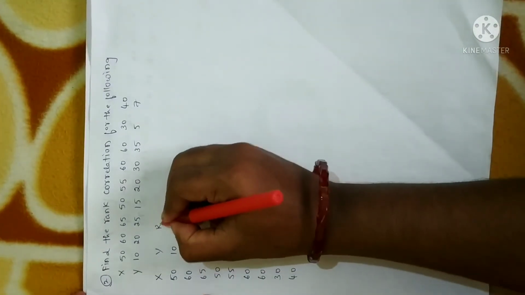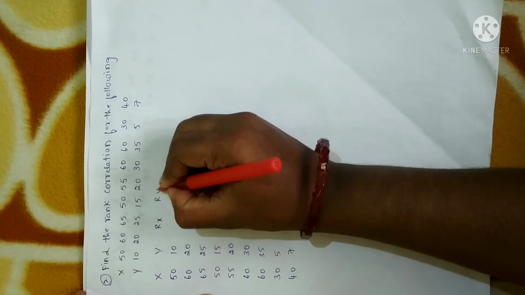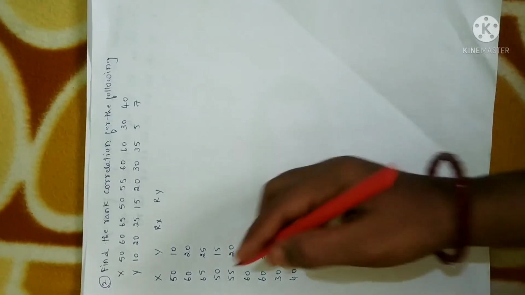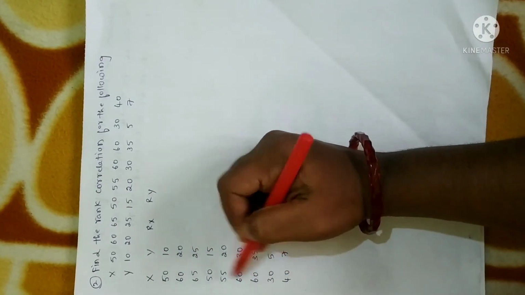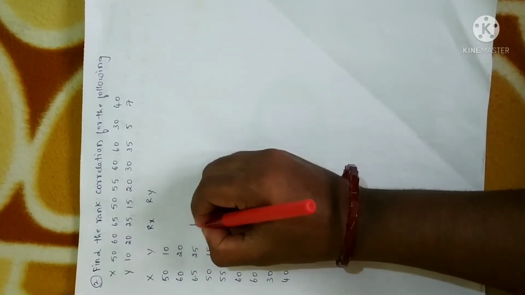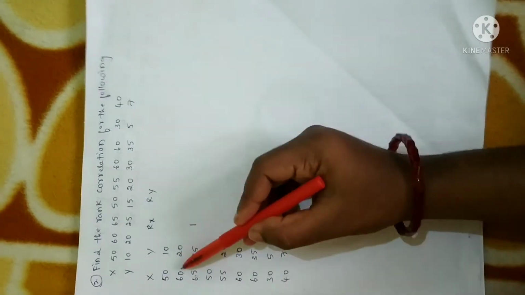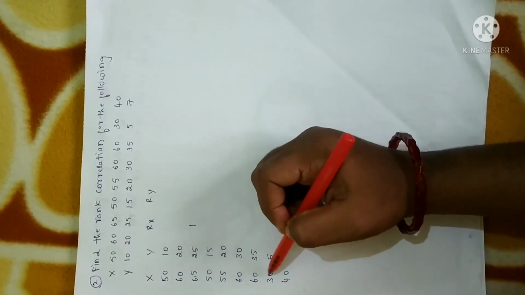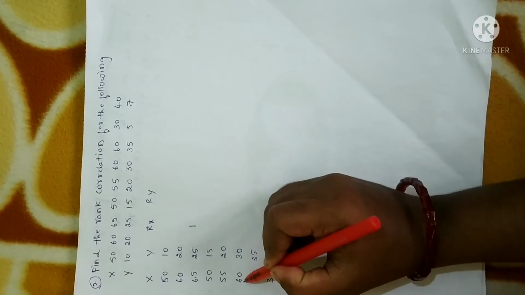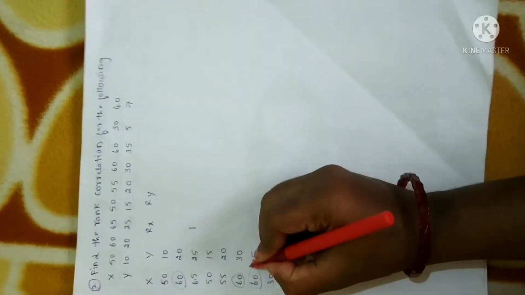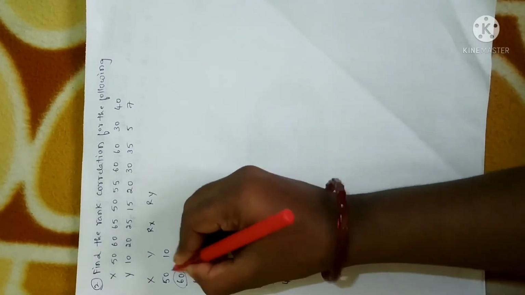Now we have to place ranks for the given data. So first let me place the rank for the variable x. Look at the column x, which is the highest value in this column? It is clearly 65. So place it as first rank. Next, which is the highest value for the second rank? It is 60. Anyhow, 60 is repeating 3 times. So the first value you give second rank, third rank, fourth rank.